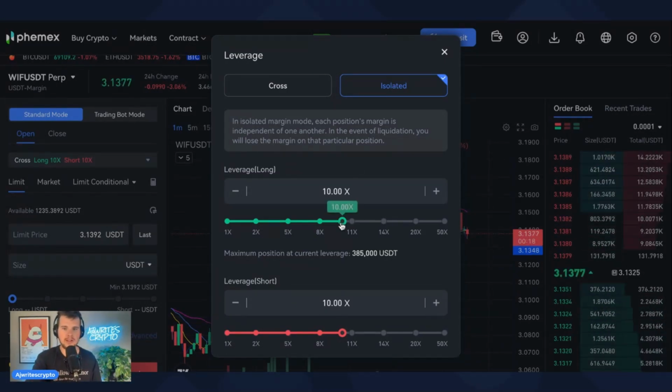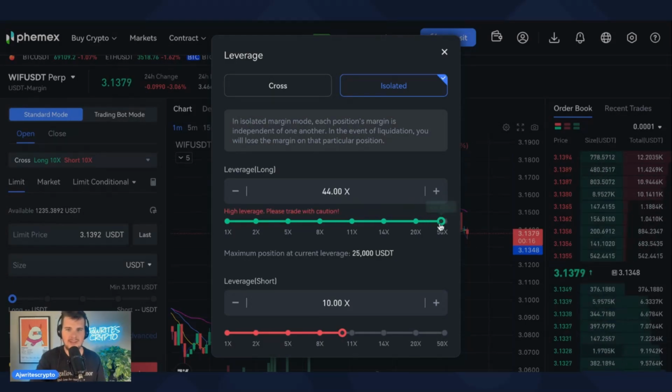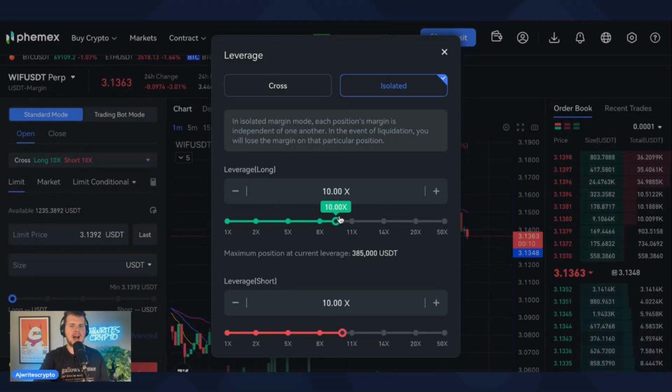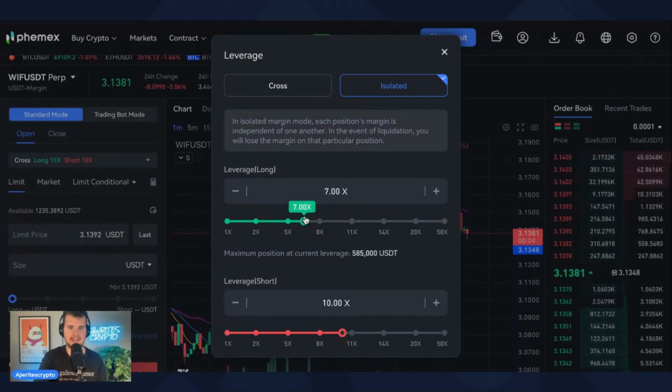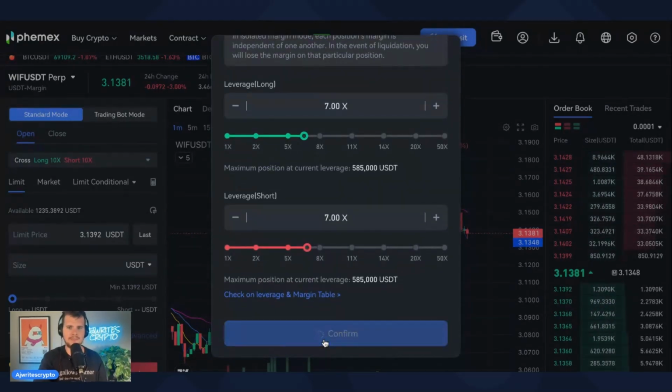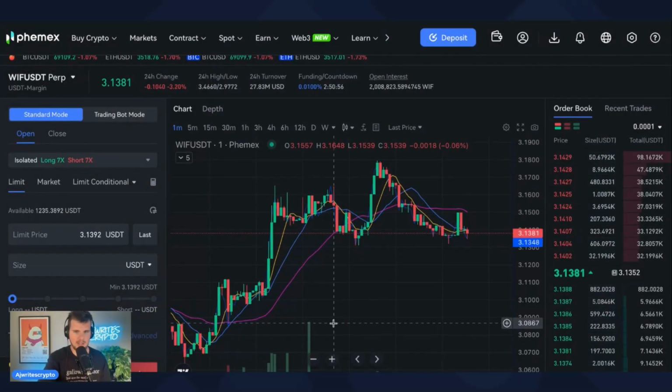And right here, if you wanted to leverage long, you could go up to 50x on this coin. Personally, I generally trade between 5 and 10x. I will go to like 14x if I'm feeling extra spicy or extra confident about a position. So let's just set up a little 7x trade, and let's say if I want to go long, just set them both on 7x. Click confirm. So now, I'll have a 7x trade if I want to.